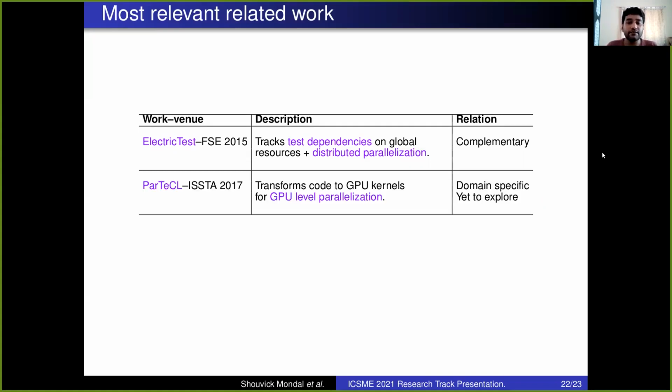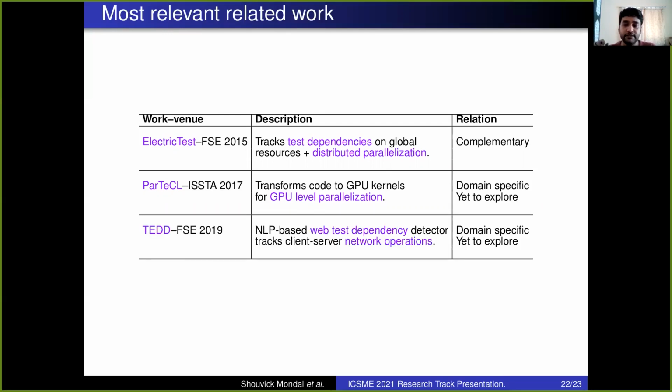The next one is Particle, which occurred in ISSTA 2017, and this transforms C programs to OpenCL kernels for GPU-level parallelization. Again, this is domain specific, and we are yet to explore it because GPUs have no support for file system operations and library calls, so we need to restrict our targeted set of applications. The third one is TEDD, a natural language processing based web test dependency detector. This targets web applications whose states are mutated through client-server network operations. So this is again domain specific and we are yet to explore this.